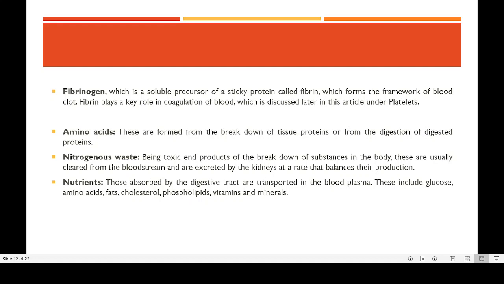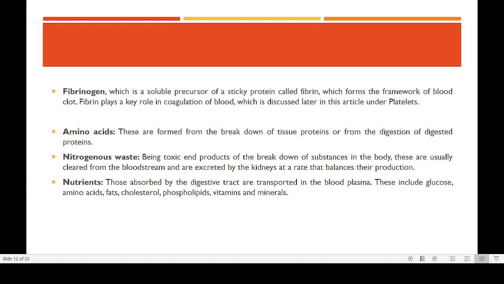That is, plasma contains different types of protein. There are three major types of protein: fibrinogen, globulins, and albumin. Along with this protein, amino acids are also present in the plasma. Then nitrogenous bases, different types of excretory products, are also present. Then we can also find nutrients, like glucose, amino acid, fat, cholesterol, lipids, vitamins, and minerals. They are also present in the plasma.